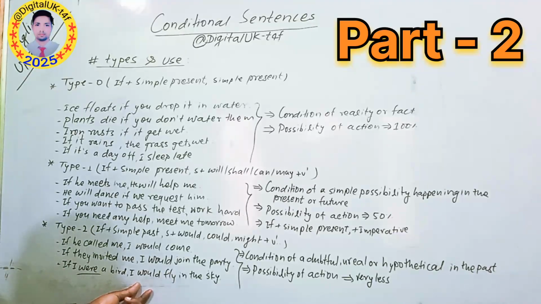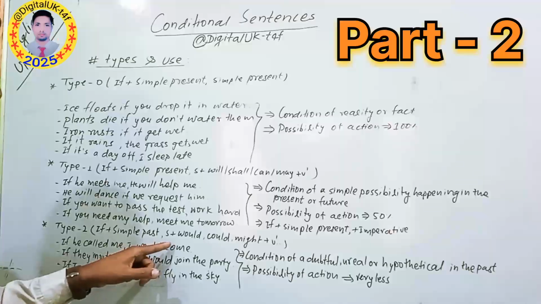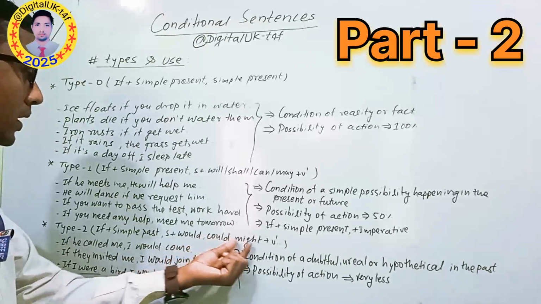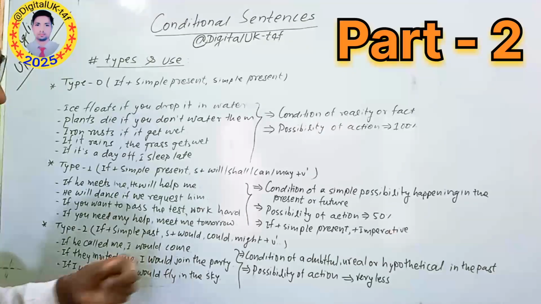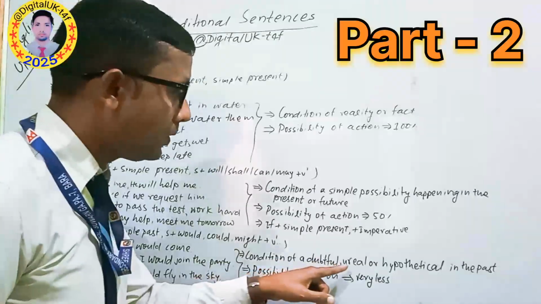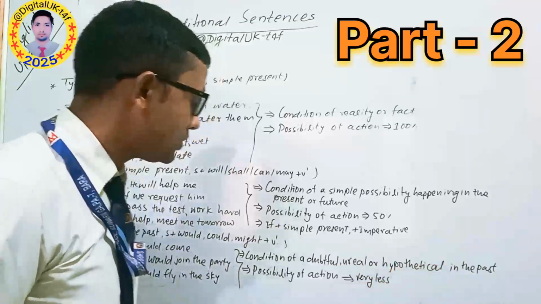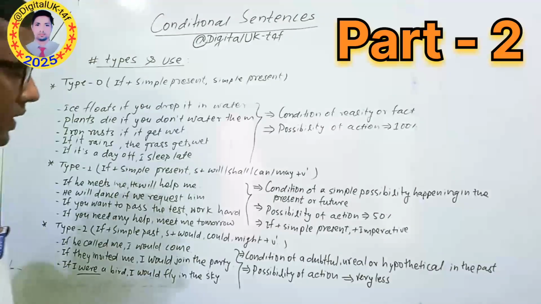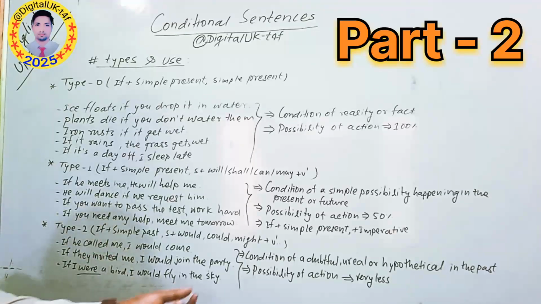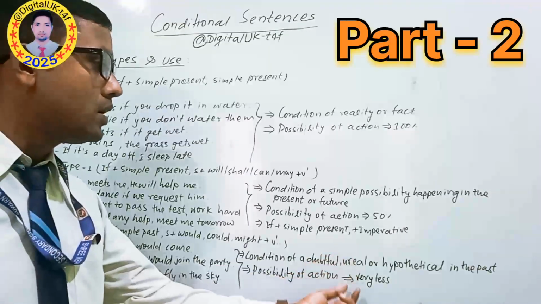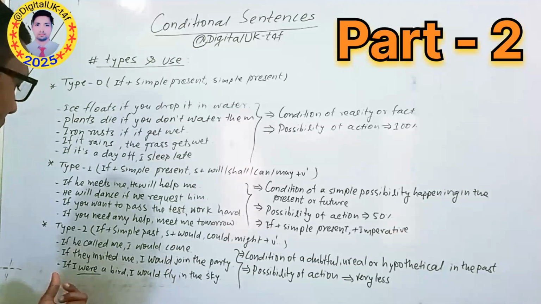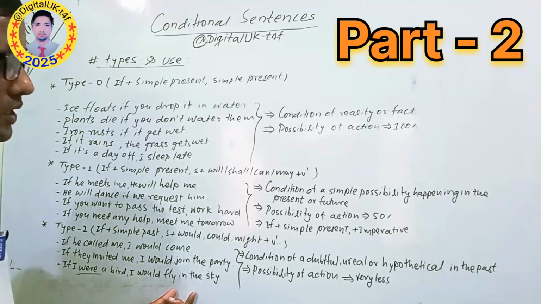You can see the same structure here: out of would, could, and might, would is used. So overall, we should understand that this is a condition of doubtful, unreal, hypothetical situations. So type 2 is concerned with doubtful, unreal, or hypothetical situations. So, if I were a bird, I would fly in the sky.